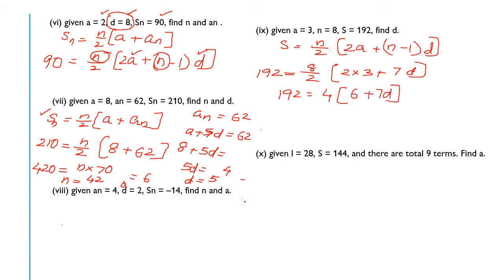What is that? 192 divided by 4. What is the answer? 48. Correct. So you get here 48. 48 is equal to 6 plus 7d, or 7d is equal to 48 minus 6, that is 42, and d is equal to 42 by 7, that is 6. D is equal to 6.